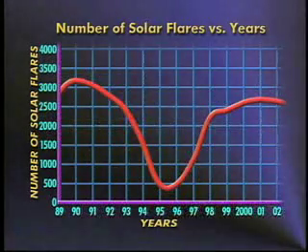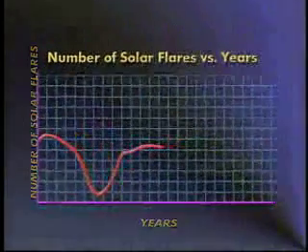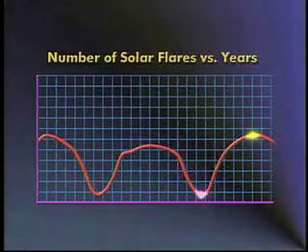This graph shows us that the sun does have a solar cycle, which is about 11 years. From this graph, we can predict when the next solar maximum and minimum will occur.